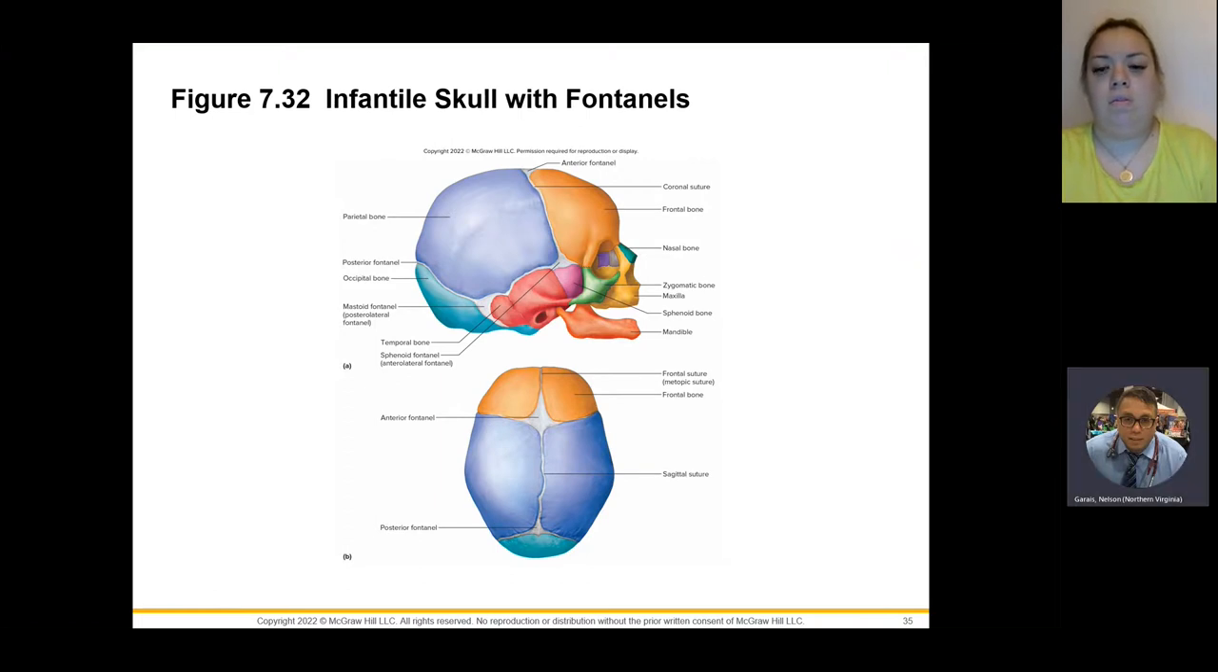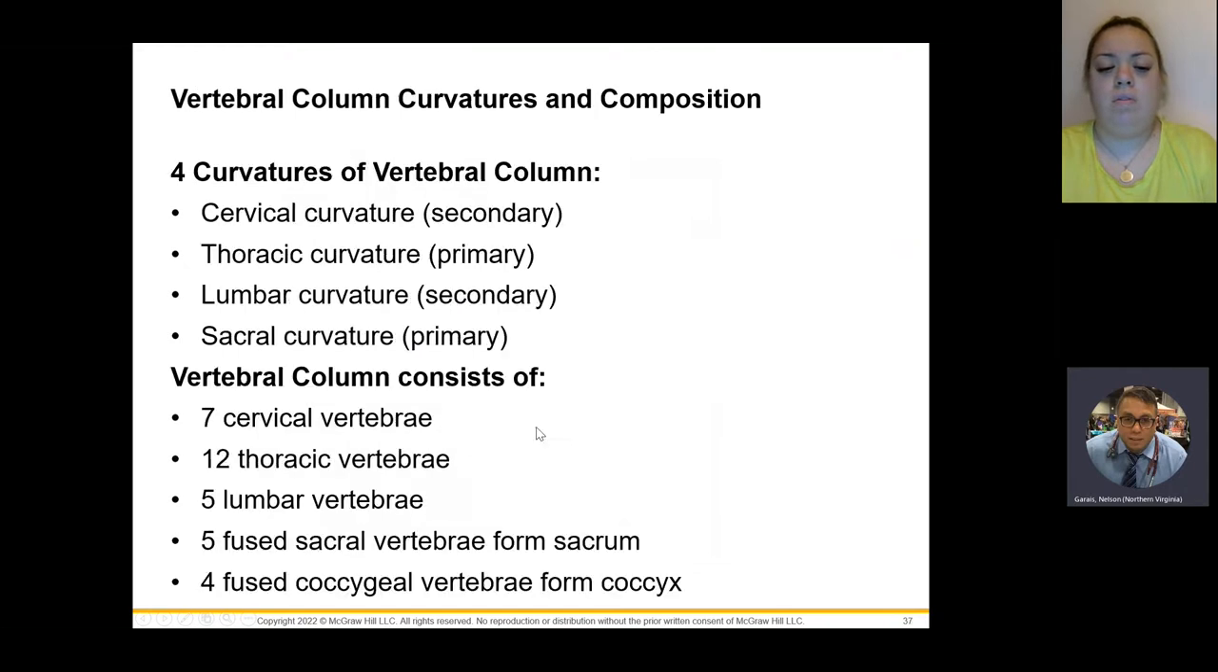Actually, for any child development topic, all it is is memorizing when. Like, when should the child talk? When should the child walk? When should the child ask for the keys to the car? That kind of thing. Now, your vertebral column.